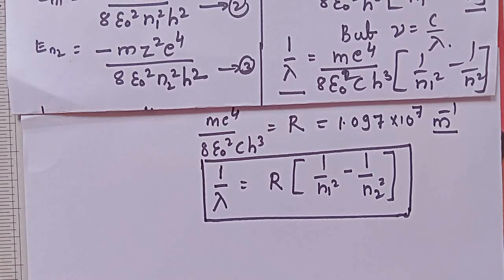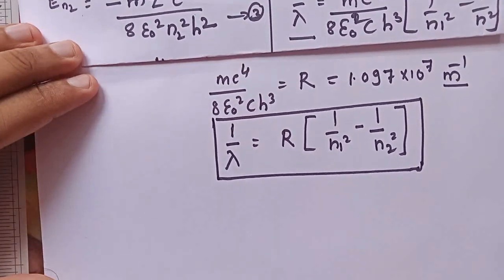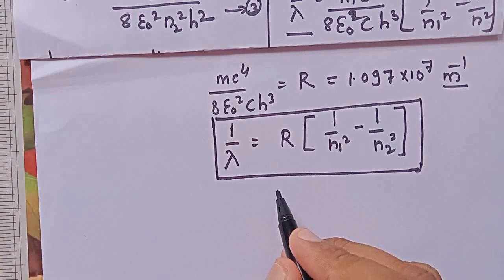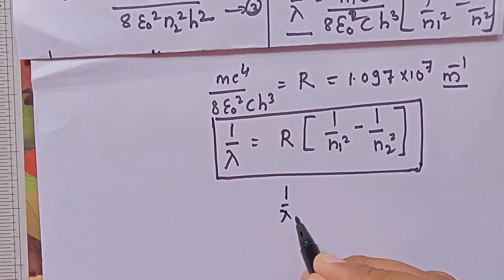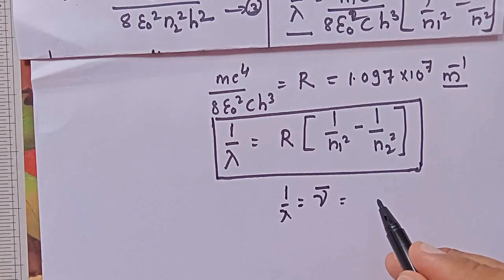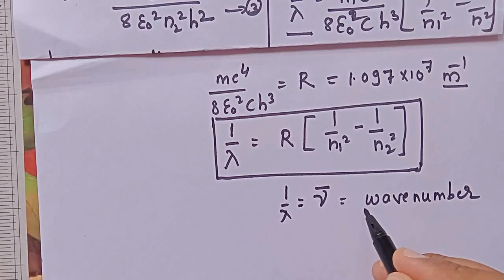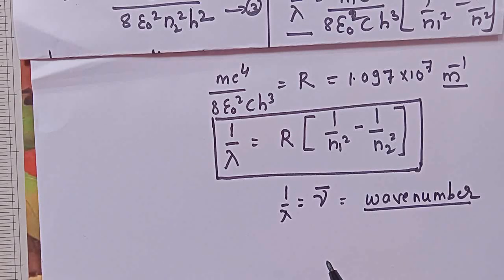And also we can represent this expression in terms of wave number. The reciprocal of wavelength is called the wave number. That is, 1 divided by lambda is represented by nu bar. Nu bar is called the wave number. What is meant by wave number? It is the number of waves present in 1 meter length of the medium. The number of waves present in 1 meter length of the medium is called the wave number, and that is denoted by the symbol nu bar.